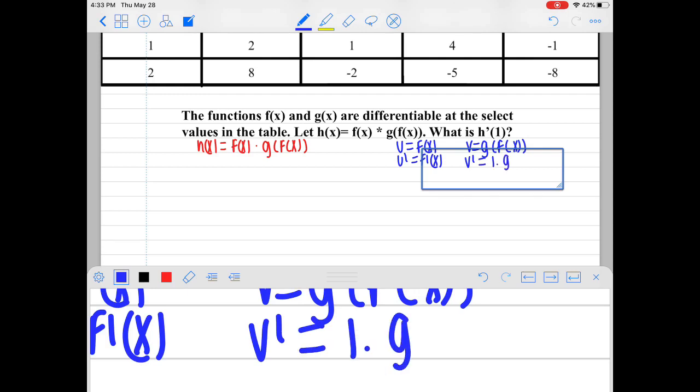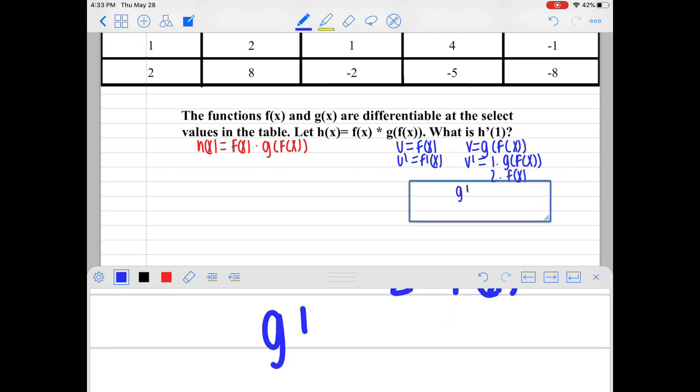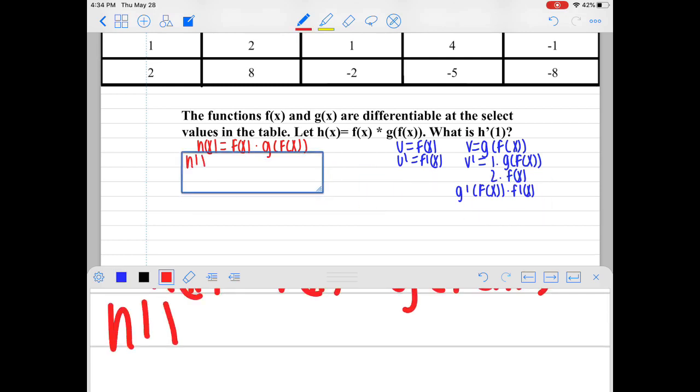So we are going to write out the first function, which is g of f of x, and then the inner function is going to be f of x, and then find the derivative of both, which is going to give us g prime f of x times f prime of x, and that is going to be the derivative of our second function. And so now we're going to apply the product rule.